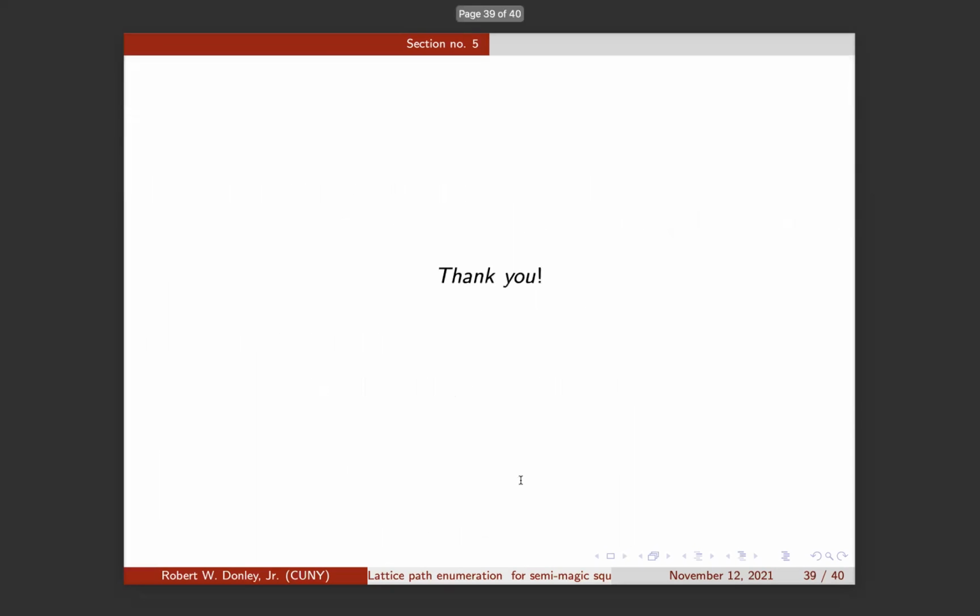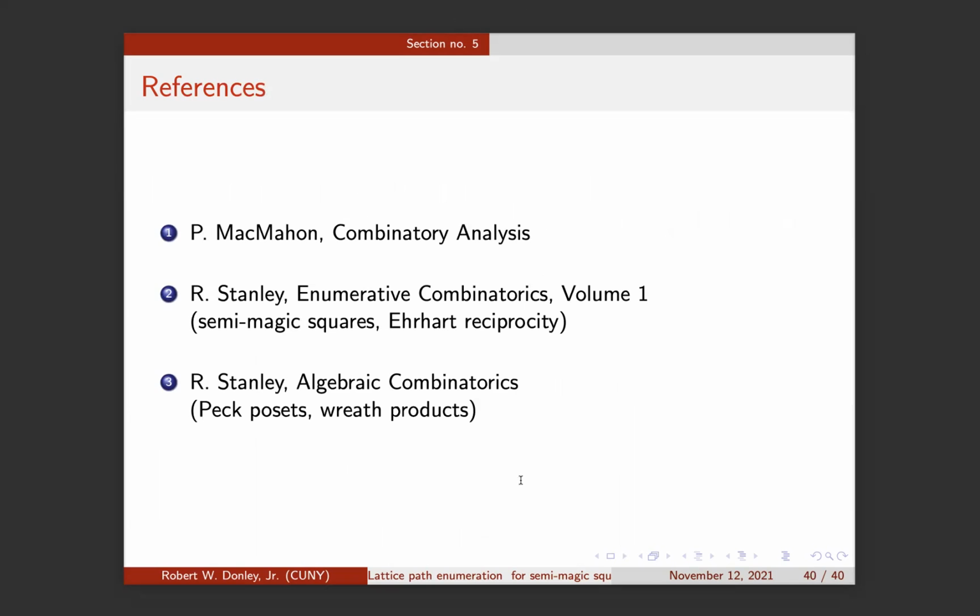So that's the talk. And also the bibliography. You can look at the bibliography in the preprint, but these are the big things in the talk that I'm pulling from. Of course, McMahon, this is his landmark work. Stanley, EC1, semi-magic squares. He does a lot of basic development in there. Also reciprocity, you could see the classical version of it there.